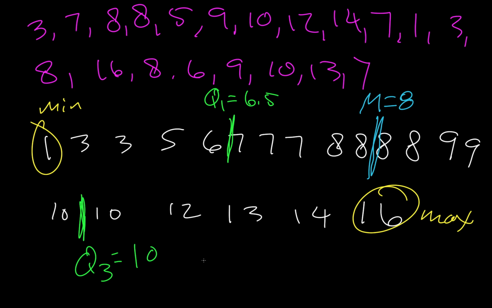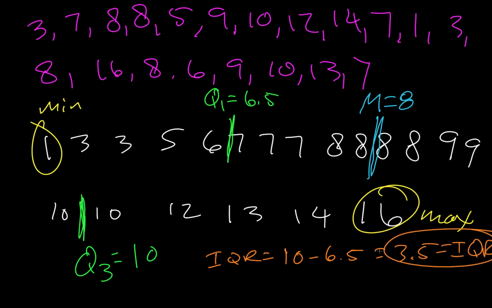Now a couple other things we need. We need to know the IQR. So the IQR is just Q3 minus Q1. So it's 10 minus 6.5. So 3.5 is the IQR. Okay. Now we're going to test for outliers.